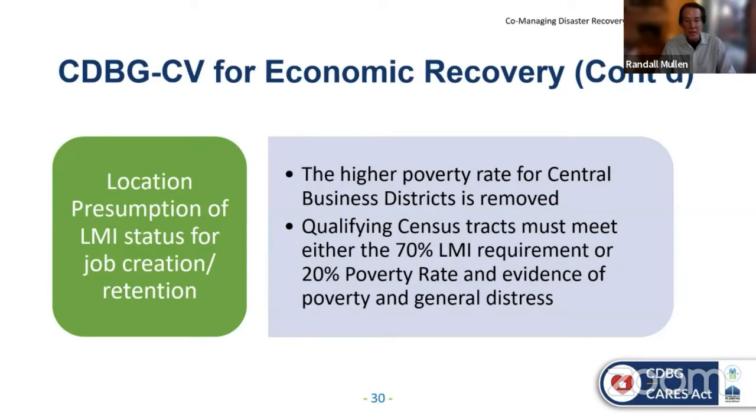This slide describes a so-called location presumption of LMI status for job creation and retention, which actually enables jurisdictions to better assist economic recovery in central business districts. As you see, the higher poverty rate for CBDs is removed, and qualifying census tracts must meet either the 70% LMI requirement or the 20% poverty rate of evidence of poverty and general distress to serve those areas. Next slide.